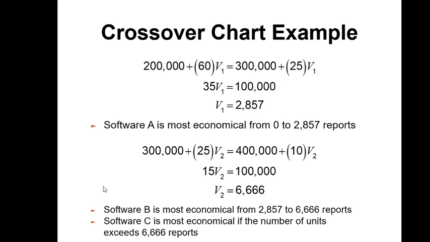Okay, so here we have the total cost of software A, and as it's given in the previous slide, fixed cost is 200,000. All of you know that total cost is equal to fixed cost plus variable cost multiplied by the number of units. So V1 here stands for the quantity, the number of units that we have to produce.